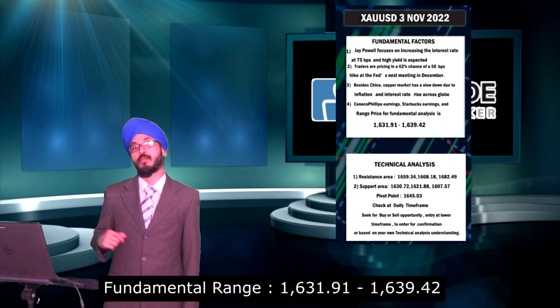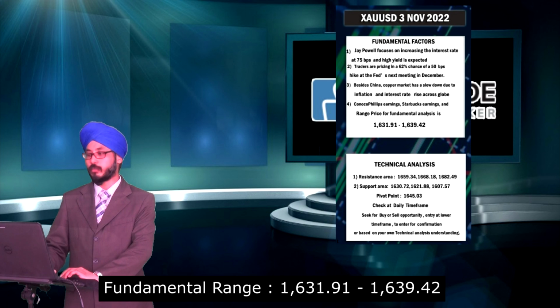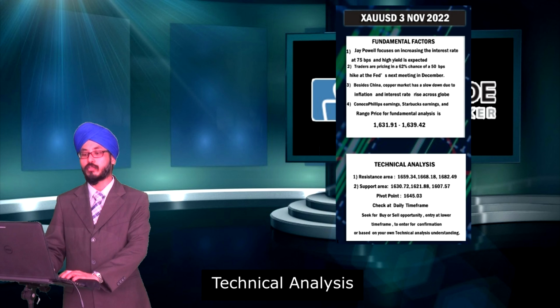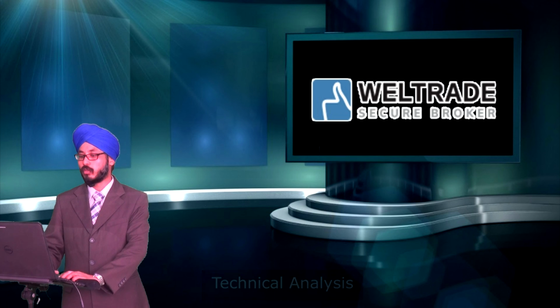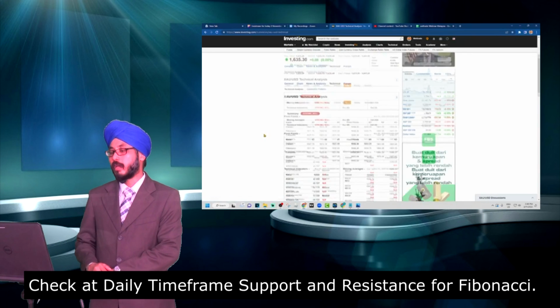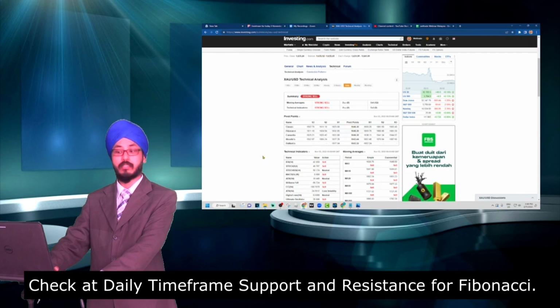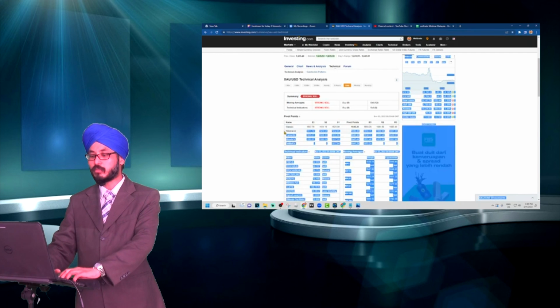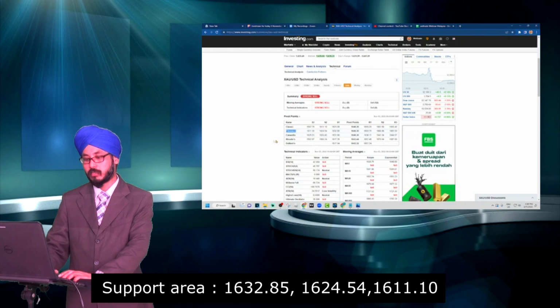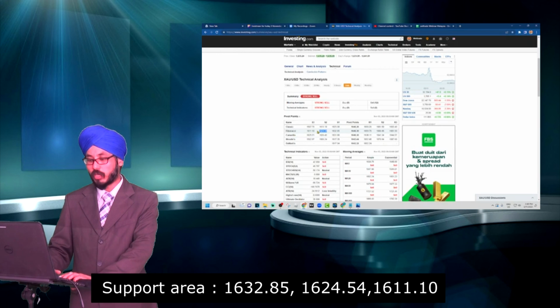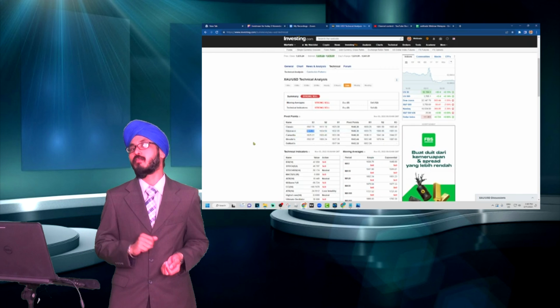Now we will go towards our technical analysis, where I will guide you on investing.com. As you can see over here, firstly we go to the XAUUSD and scroll down to the daily. At the daily, it is very important for us to check our support points and our resistance points based on Fibonacci. For our support points, for Fibonacci, support 1 is about 1638.85. For support 2, we have 1624.54. And for support 3, we have 1611.10. These are the support areas that we have.